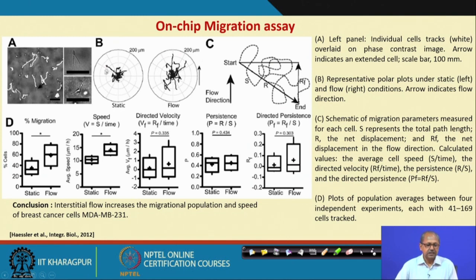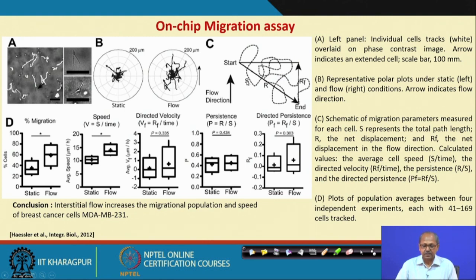Here we see that in the polar plot, all the cells are more or less concentrated in the center, and only one or two cells have migrated, whereas in the case of flow, a lot of cells have migrated in different directions. The direction of migration is indicated by this figure. This is the start of the cell. The cell migrates in a zigzag pathway, then this is the end.